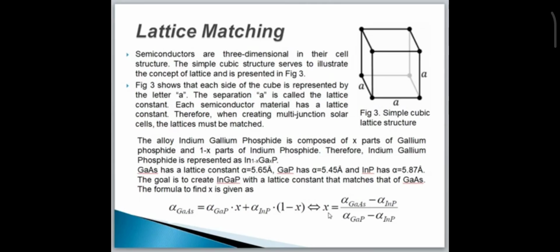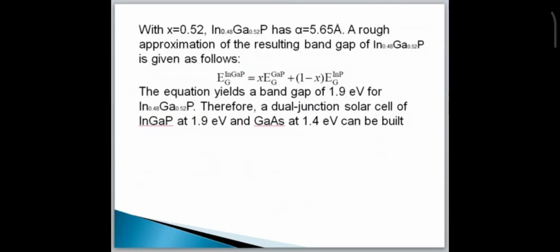The value of X, that is the mole fraction, gives the exact value that will help to match the lattice of different materials, indium phosphide and gallium phosphide in this example. By solving the above equation, you will find the value of X is 0.52. This means indium phosphide has 0.48 mole fraction and gallium phosphide has 0.52 mole fraction, and the lattice constant is 5.65 angstrom.